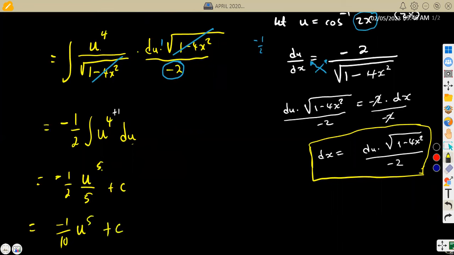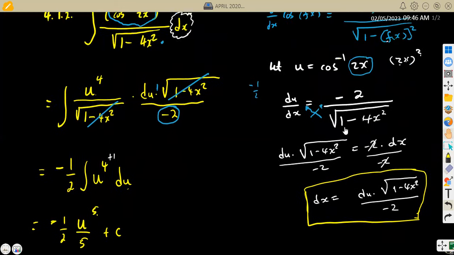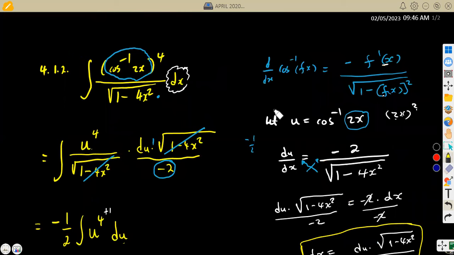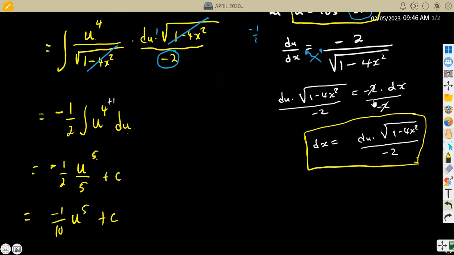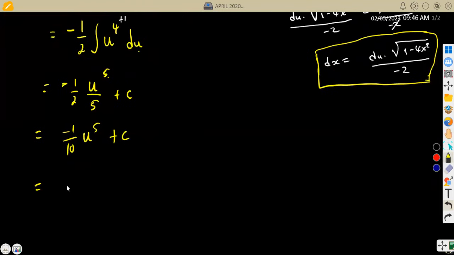plus c. But take note, u was not part of the question. We introduced this u where we said, if you still remember at this part here, let u be equivalent to arc cos 2x. So in place of u, we are going to substitute arc cos 2x. So it's going to be negative 1 over 10, then we've got arc cos 2x like this. Everything that we have on arc cos is raised to the exponent of 5, plus the constant of integration. So that's what you're going to have at the end.